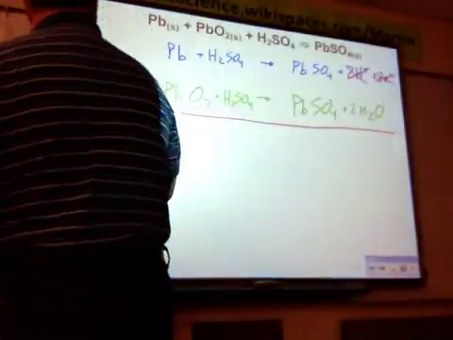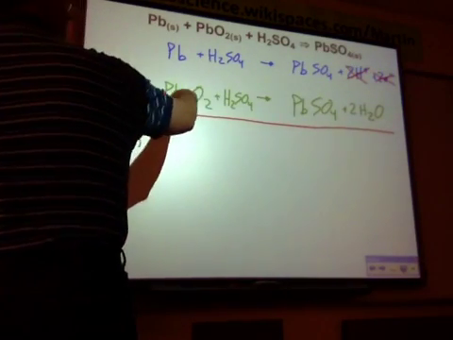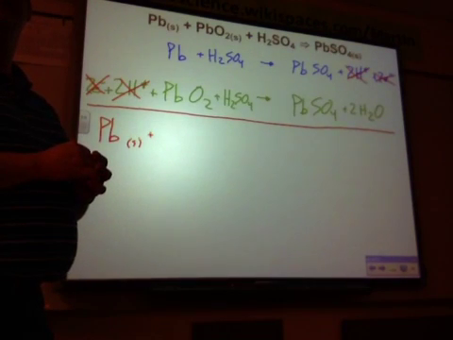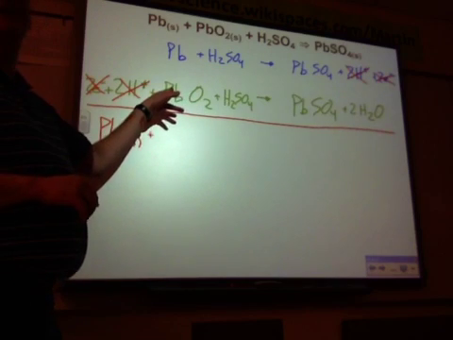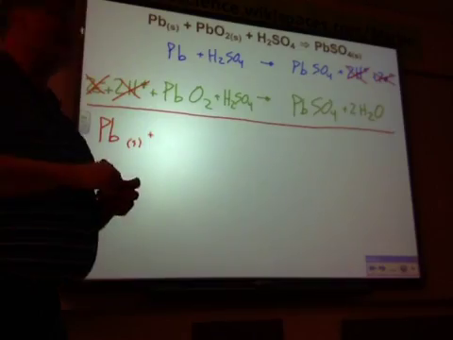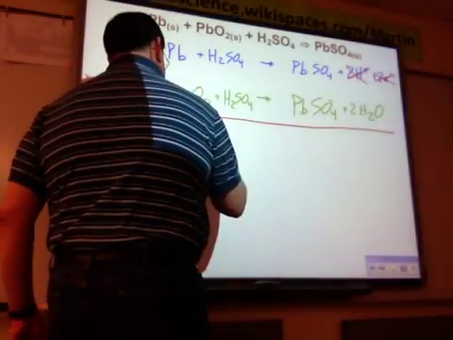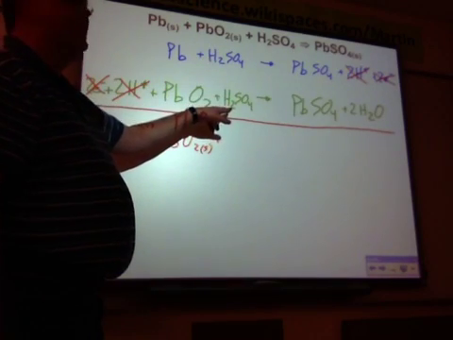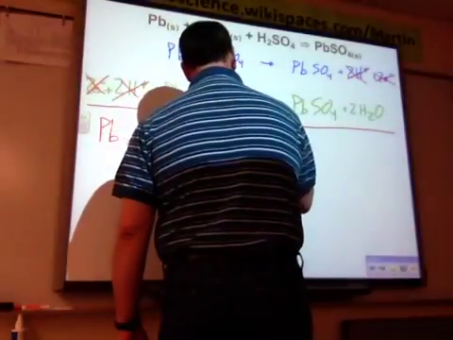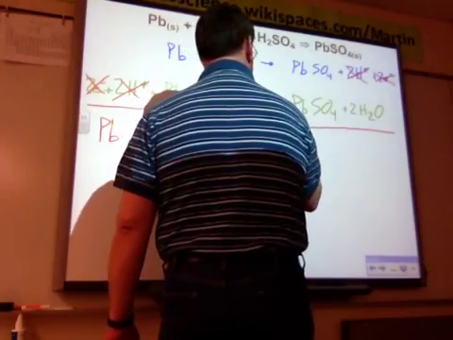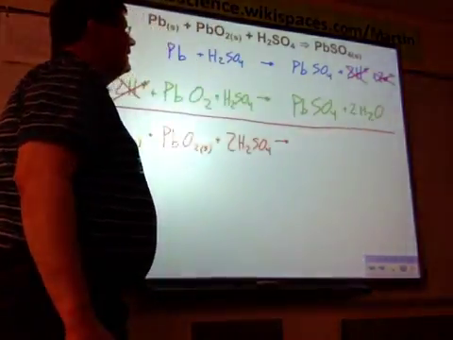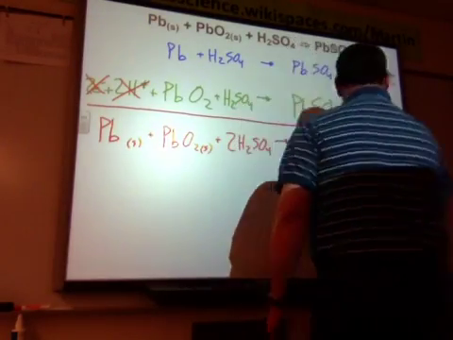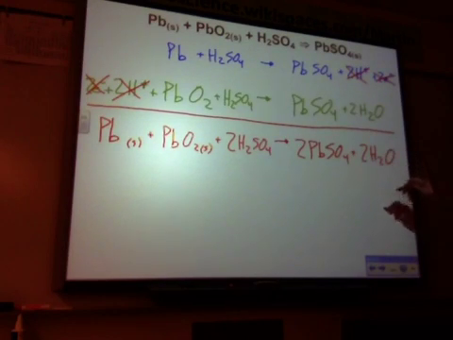So on this side we have a lead. And we have, what's this called? What was the oxidation state of lead in here? Lead 4 oxide. That's also solid. What else do we have? We have 2 H2SO4. What do we have on the right side? 2 lead 2 sulfates. And 2 waters.